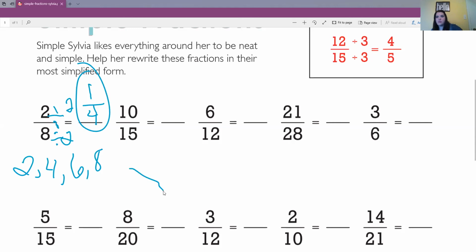And then here we have 10/15. 10, oh, it just wrote everywhere. 10/15. I am just struggling today with this. All right, 10/15.